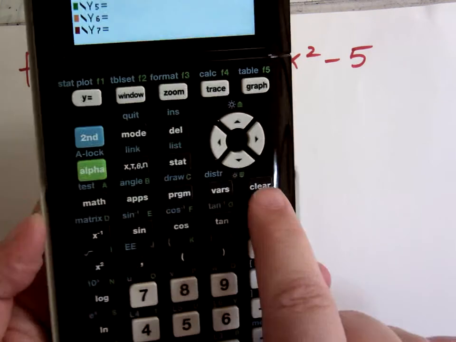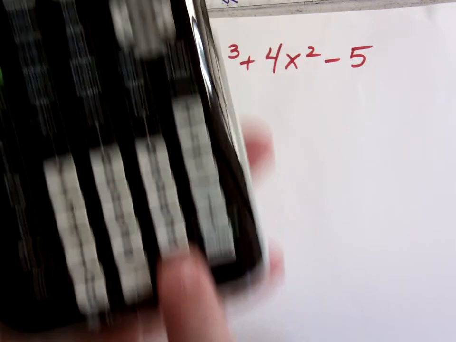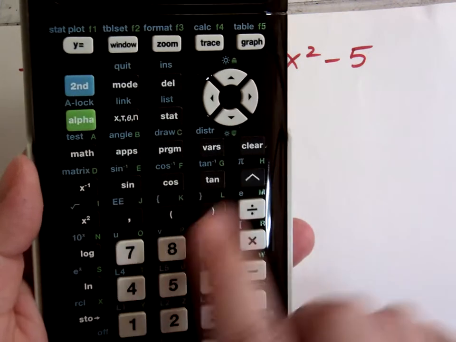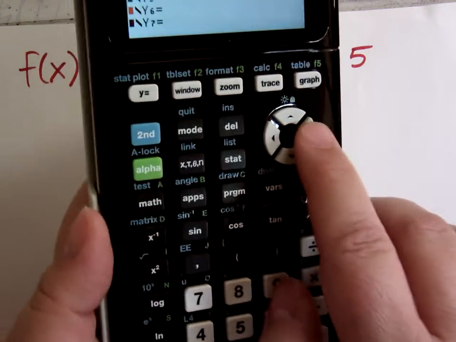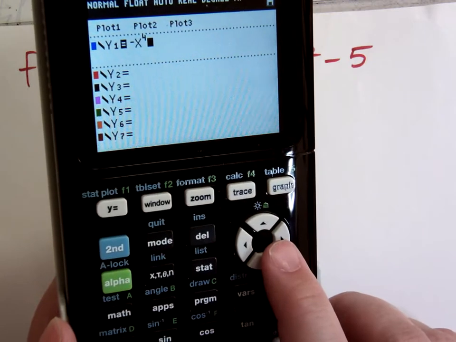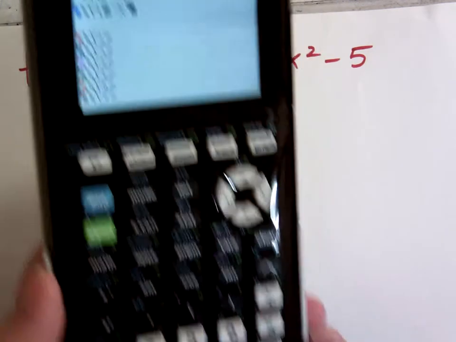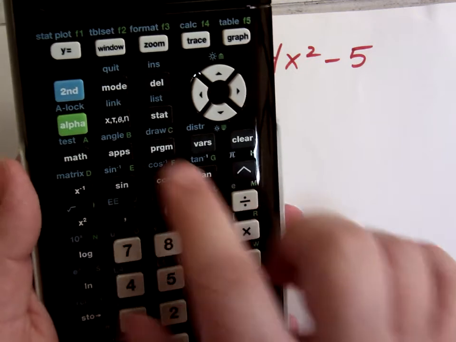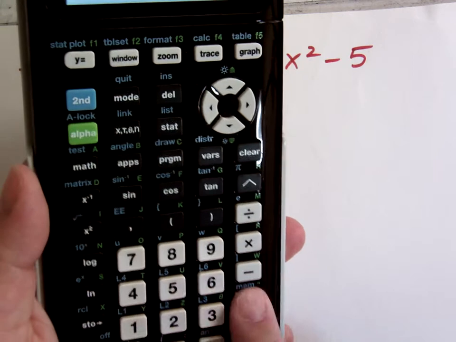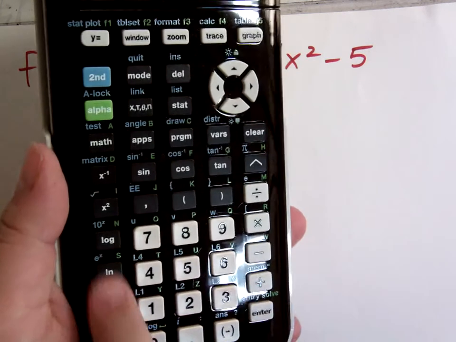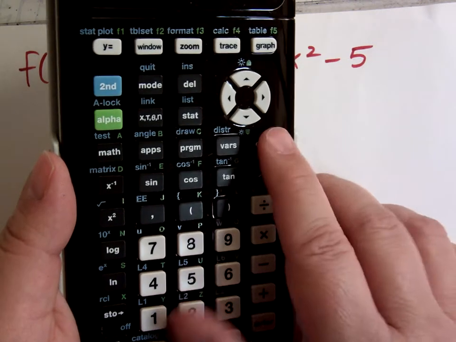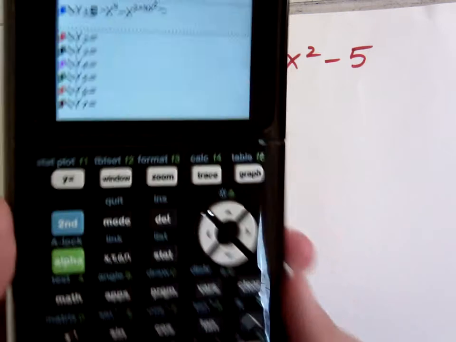The caret, so I typed negative x to the fourth. Then I'm pressing right arrow to get out of the superscript because it was up there with the 4. Minus x to the third plus 4x squared is over here minus 5.